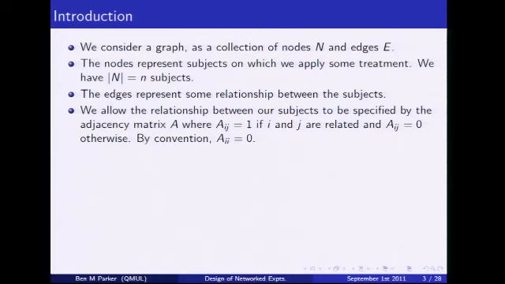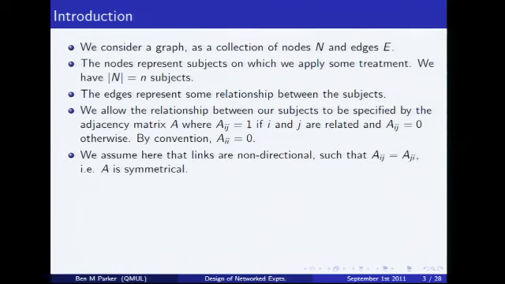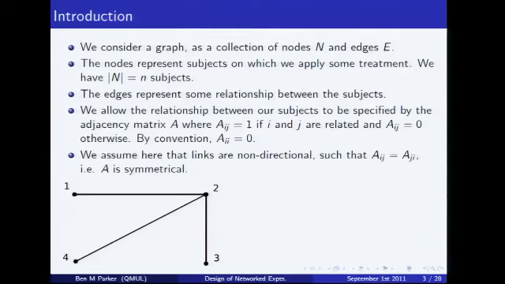So we're going to allow the relationship between our subjects to be specified by an adjacency matrix A, where Aij is 1 if i and j are related, and 0 if not. So if i and j are related, Aij is 1, and by convention you can't be related to yourself, so Aii is 0. So this matrix just sums up relationships. Right, so we're going to assume that our links are non-directional to start with, such that if I'm related to you, you're related to me, so that our matrix A is symmetrical.